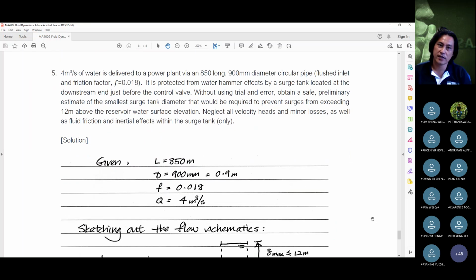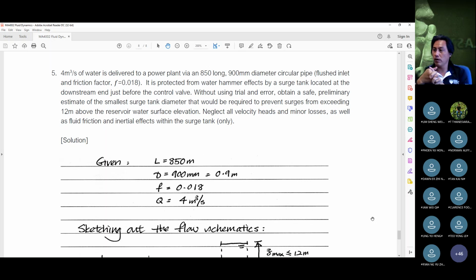Now let's move on to question 5, where we'll move on to surge control. As you can see, I try to have at least one question from every part of the unsteady flow chapter.